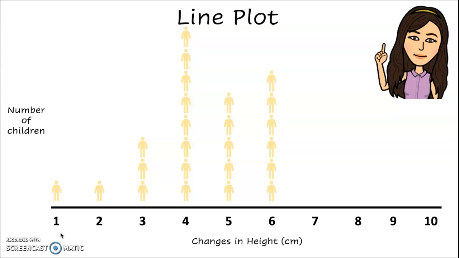What about 7 centimeters? How many students grew 7 centimeters? Just 3 students. How many students grew 8 centimeters? Just 2. And how many students grew 9 centimeters? Wow, these are kids that got really, really tall. Oh, just one child grew 9 centimeters. And how many children grew 10 centimeters? No children.